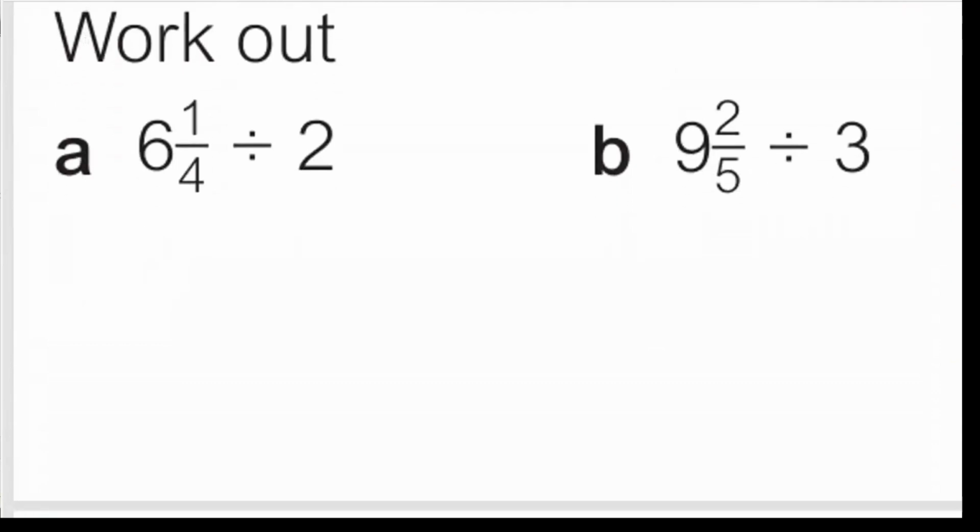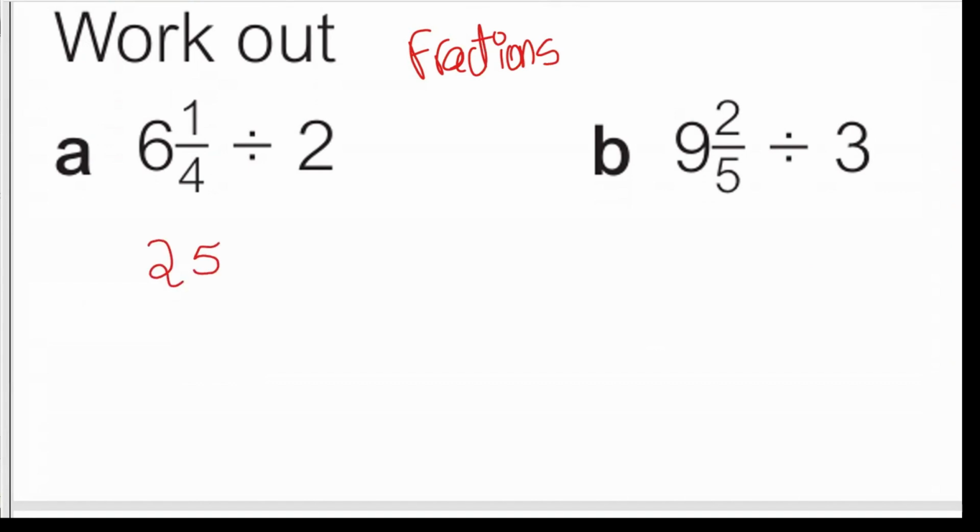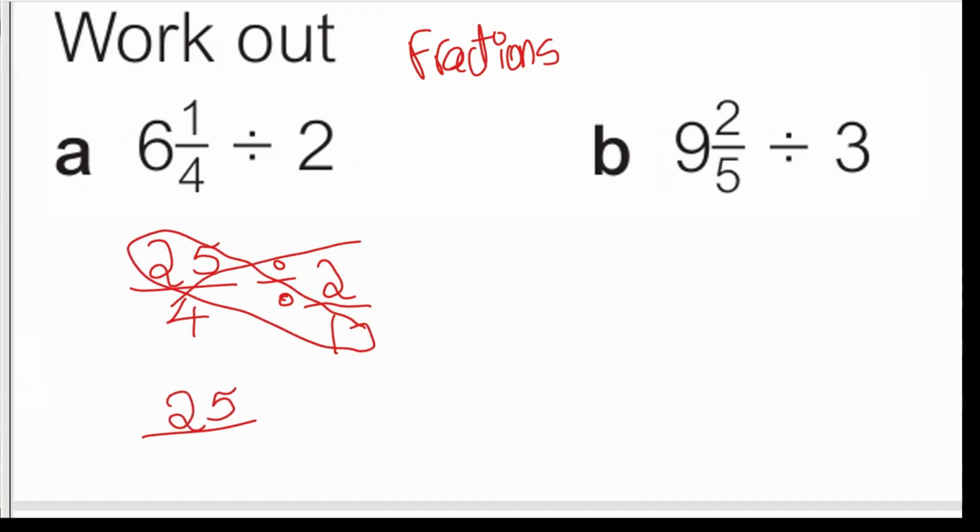Next, in division also, we only use fractions. So 6 times 4 is 24 plus 1. So you have 25 over 4 divided by 2. Now, what do you want to do? Keep, change, flip, or butterfly wings? We can do butterfly wings. So we have 25 times 1 over 4 times 2, which is 8. And then remember, you always need to keep it as, yes, a mixed number. So 3, 1 over 8.